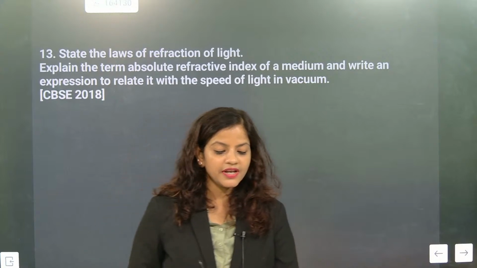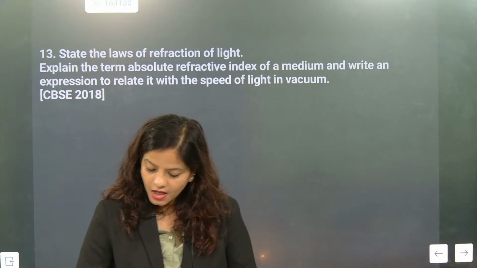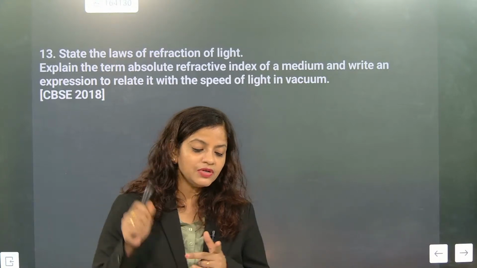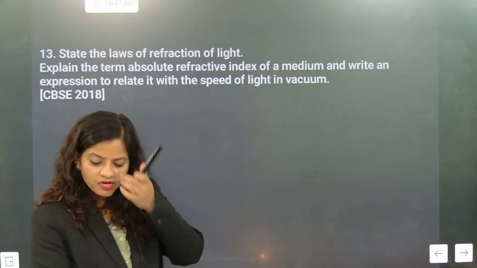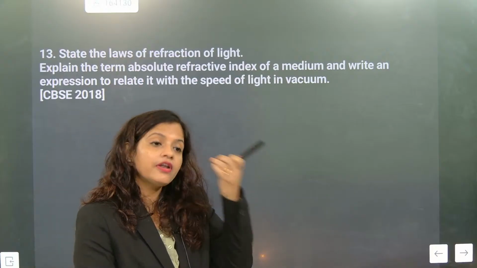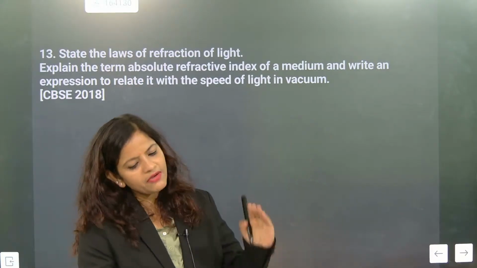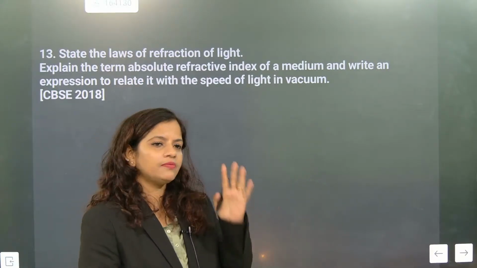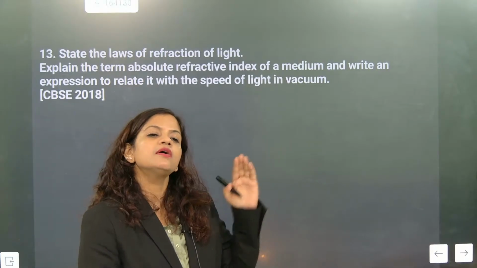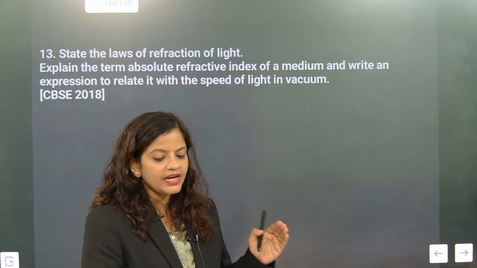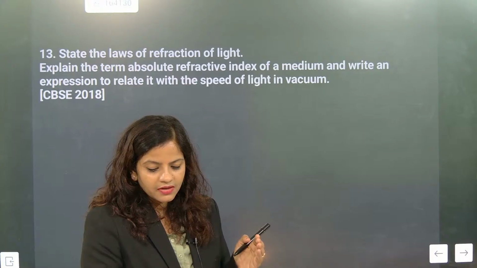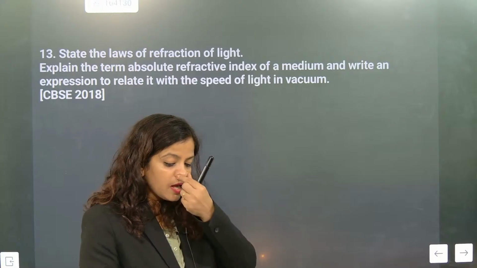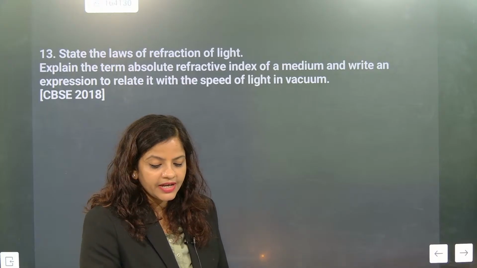So shall we go for the next one, please? So now look here. Whenever you talk about absolute refractive index, it is the refractive index of medium 2 with respect to vacuum or air. That means any medium with respect to air, where air is one of the media, then only we call it the absolute refractive index. Understood or not? So, absolute refractive index.